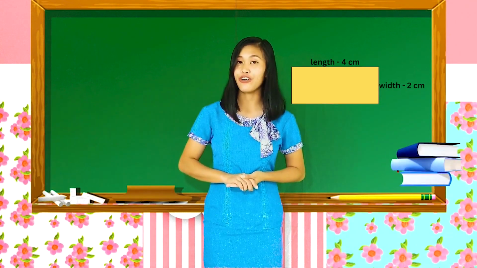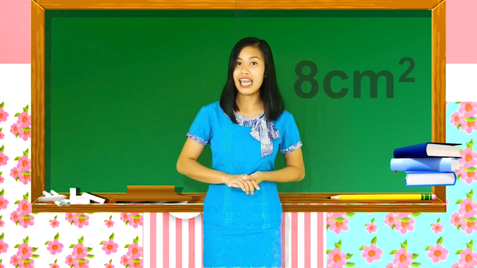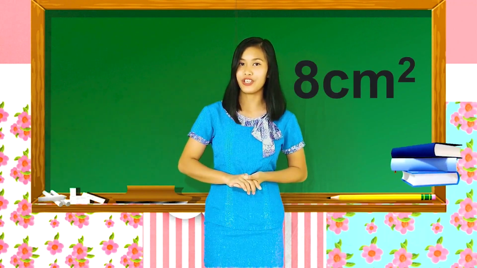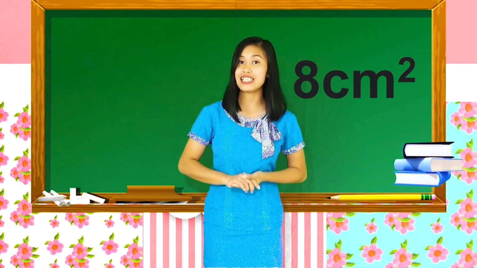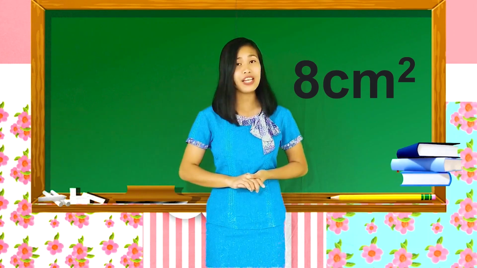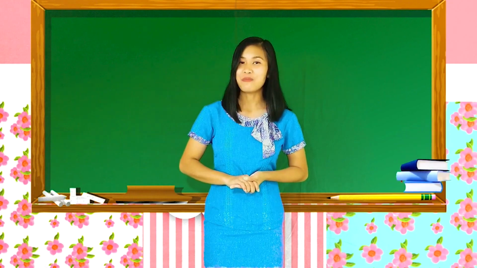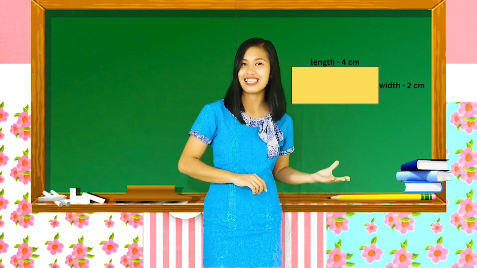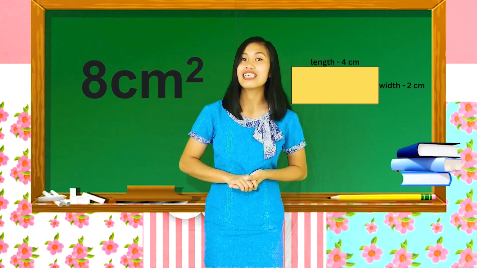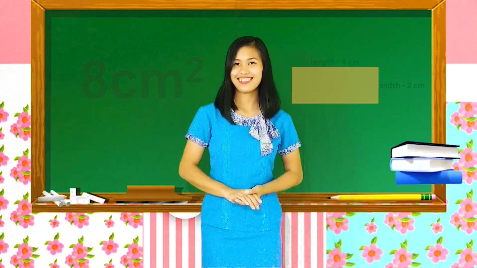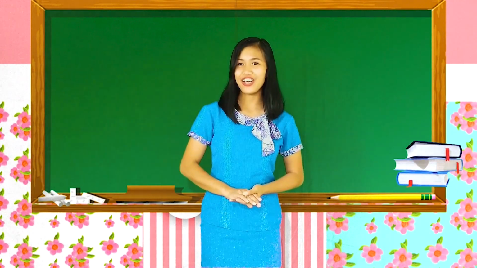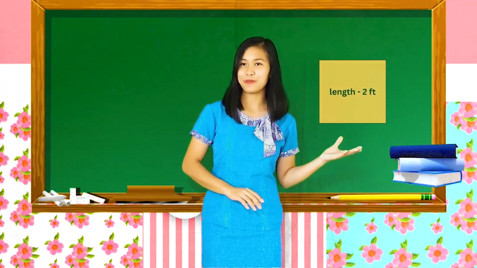The area of this rectangle is 8 centimeters square, or 8 square centimeters. And what is the meaning of this little 2 here? It means that this rectangle has 8 square centimeters. Now, what is the area of this square?